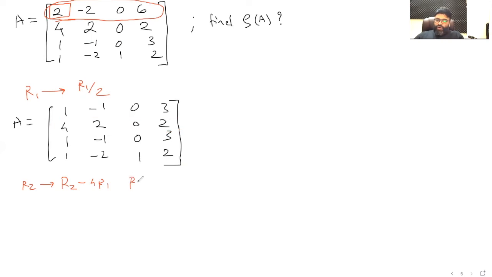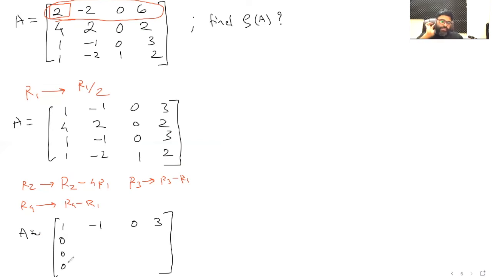And then for row 3, it becomes row 3 minus row 1. And for row 4, it becomes row 4 minus row 1. So if we perform all these operations, I'm sure you will get, okay, I'm doing these operations now. See, the first row is not changing. 1 minus 1, 0, 3 stays as it is. All these are definitely becoming 0, right? And this is slightly trickier, but the rest of the 2 operations are very, very easy.